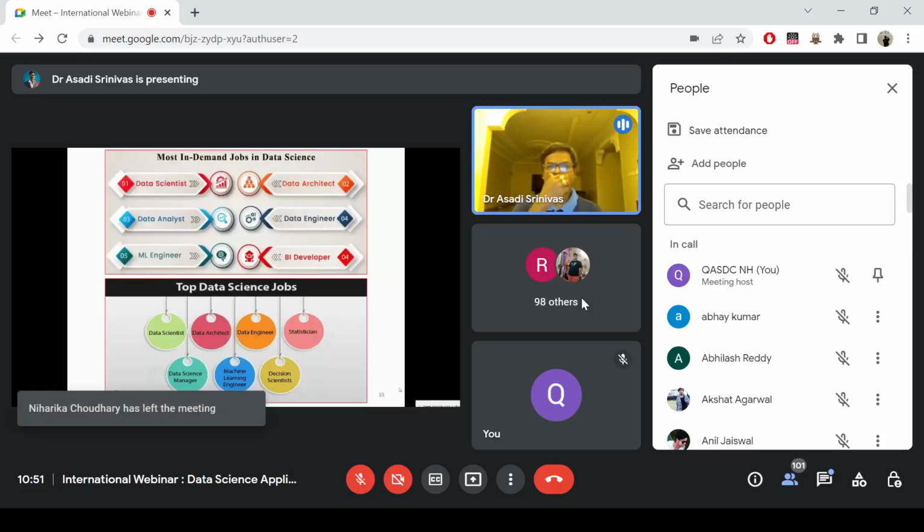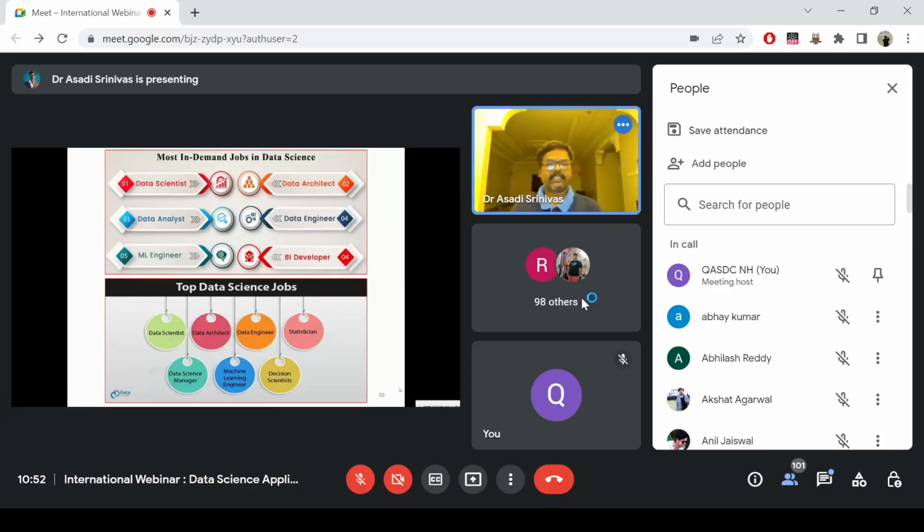If you see the most in-demand jobs in data science, the first one is data scientist. After completion of this course, whatever topics I am going to show you now, you will become a data scientist. These are the highest paid jobs in America right now. Then the second one, data architect, data analyst, data engineer, machine learning engineer, business intelligence developer, etc.